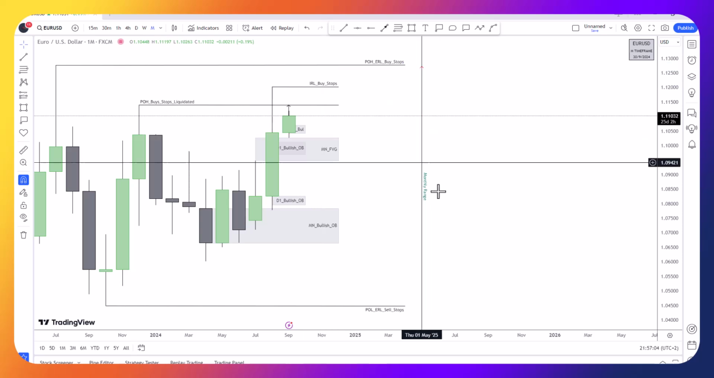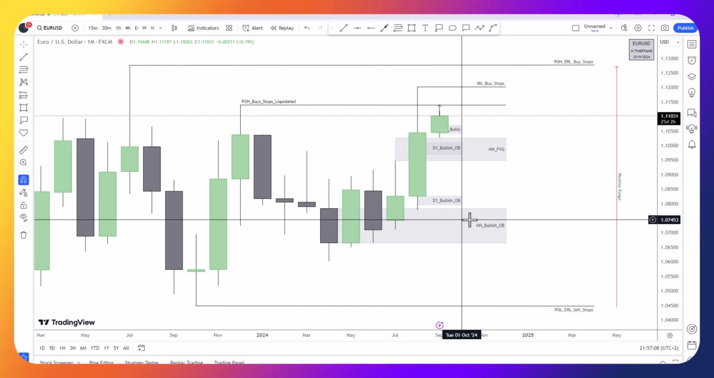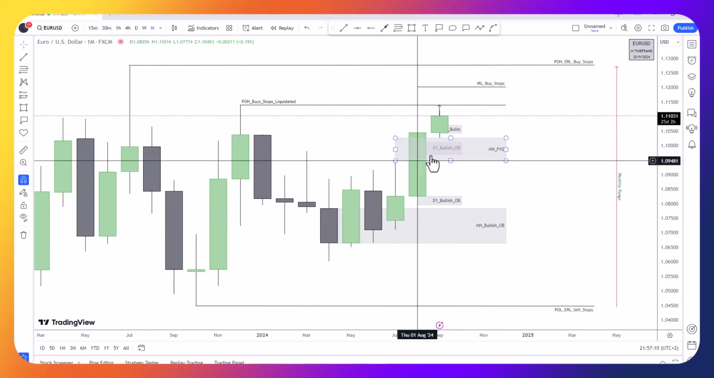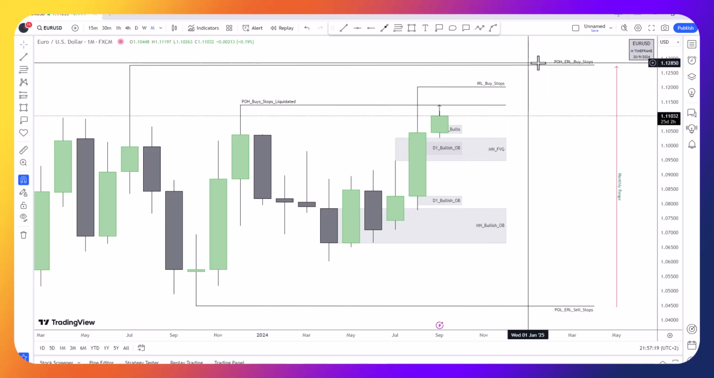So yeah, that's pretty much what I wanted to share with you guys in regards to what I envision Euro USD doing in the near 2 to 3 months, or until the end of the year. I'm pretty sure we are going to reach $1.13 on the euro.